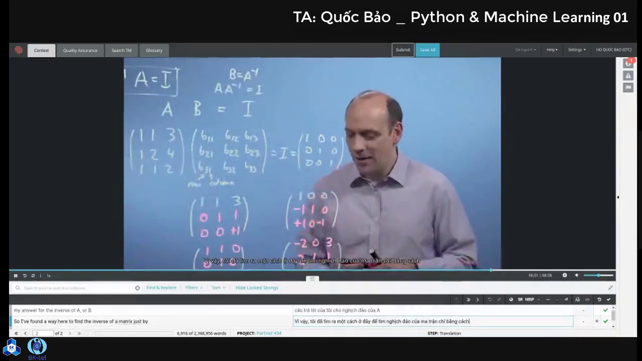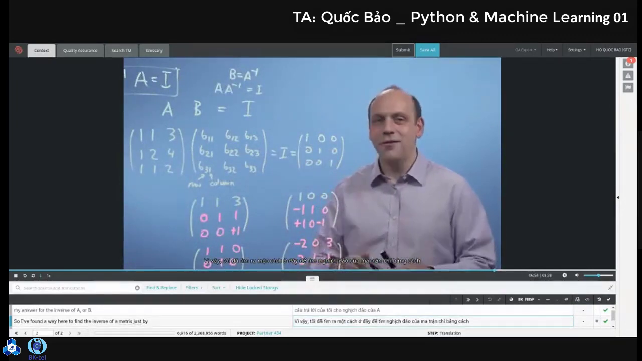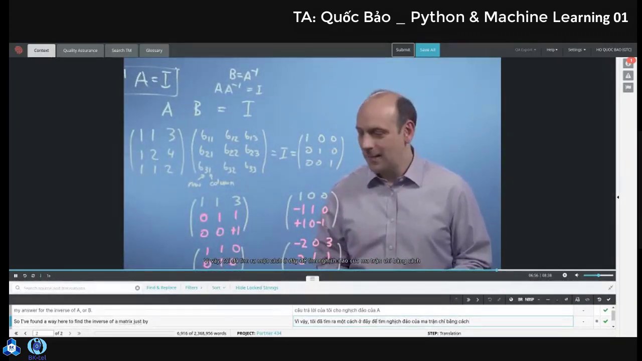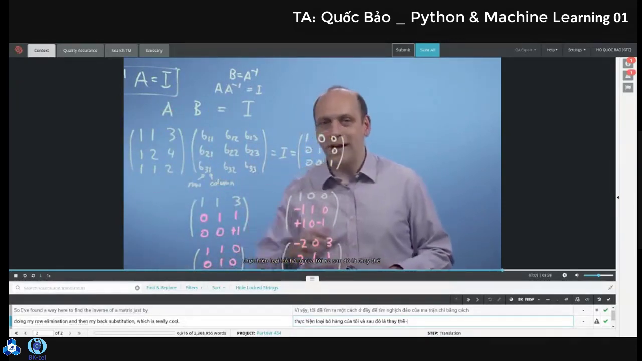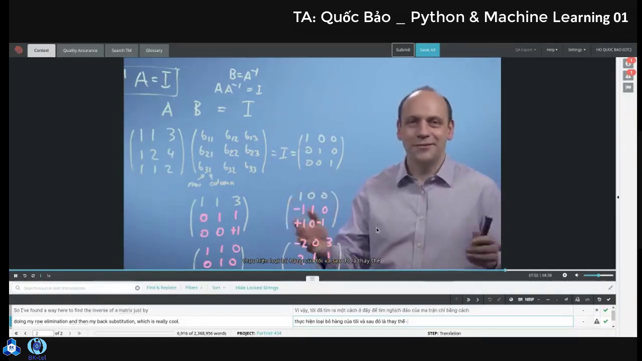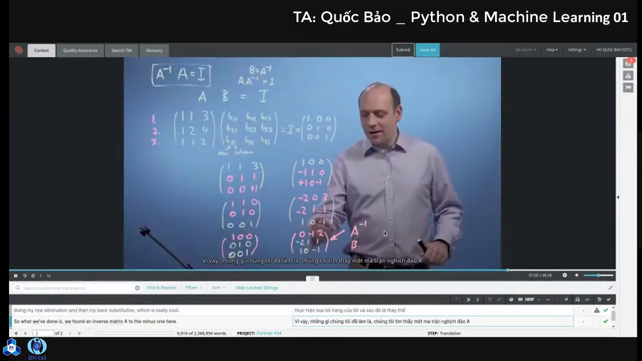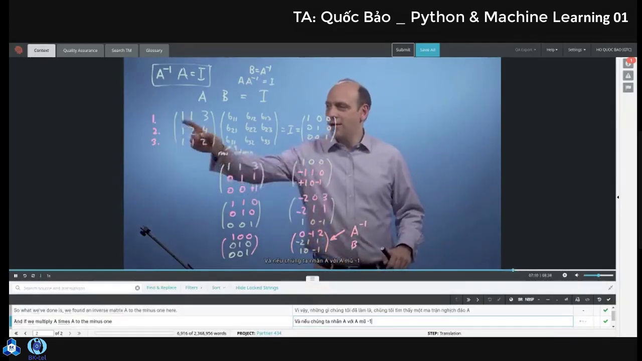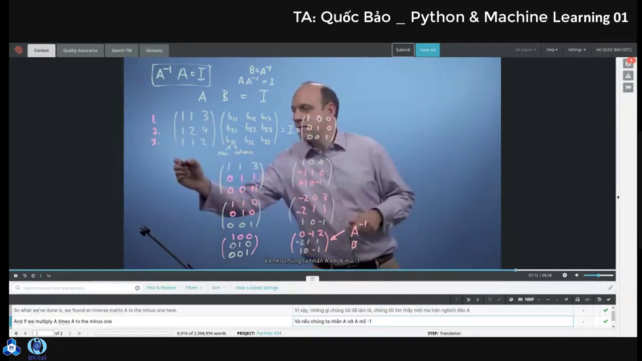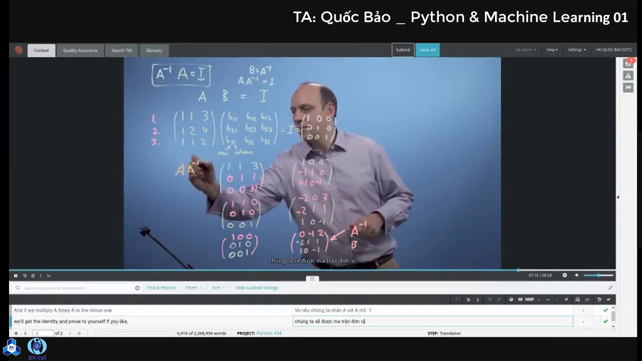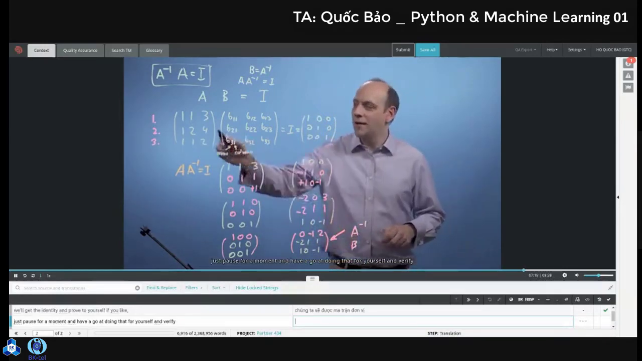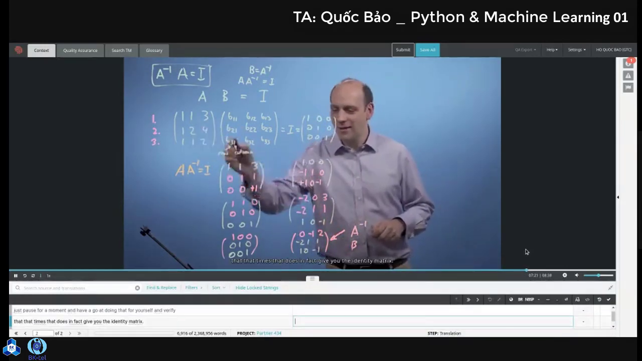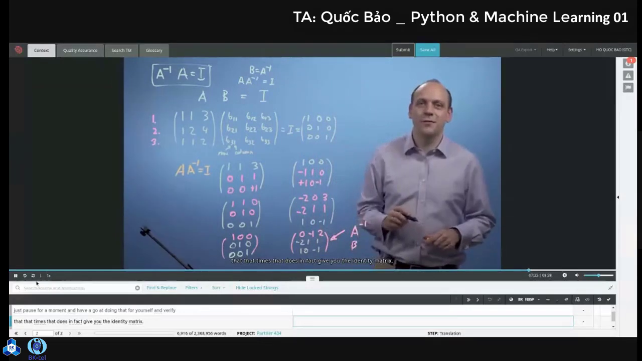So I've found a way here to find the inverse of a matrix just by doing my row elimination and then my back substitution, which is really cool. So what we've done is we found an inverse matrix, A to the minus 1 here, and if we multiply A times A to the minus 1, we'll get the identity. And prove to yourself, if you like, just pause for a moment and have a go at doing that for yourself and verify that that times that does in fact give you the identity matrix.